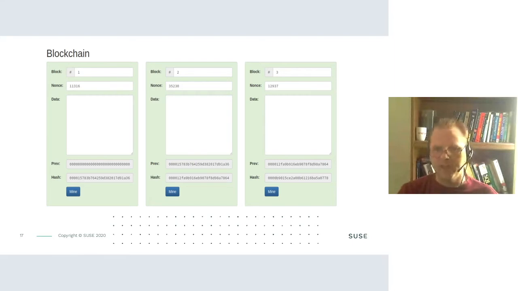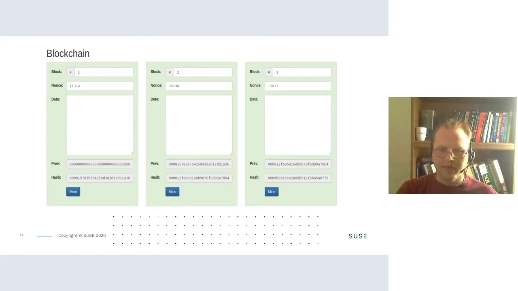So here's a blockchain. It only has three blocks in it. You can see block one looks similar to our block from before, with a block number, a nonce, and some kind of data. But you'll notice that in addition, the block now has a previous hash. Now in our example, the previous hash on the first block is just all zeros. Looking at block two, you notice that the previous hash is the hash from block one. And block three's previous hash here is the hash from block two, et cetera.